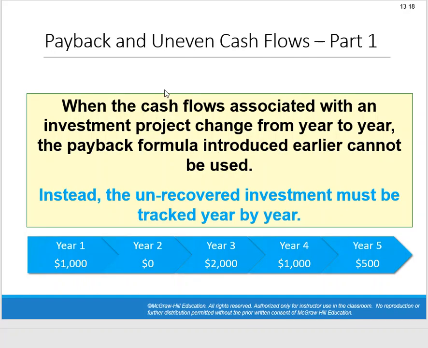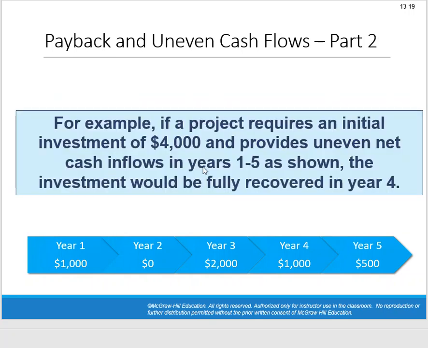What about payback when we have uneven cash flows? When the cash flows associated with an investment project change from year to year, the payback formula that we used previously can't be used. Instead, we just have to track it year by year. So in our example here, if a project requires an initial investment of $4,000 and provides uneven net cash flows in years 1 through 5 as shown, the investment is fully recovered in year 4.